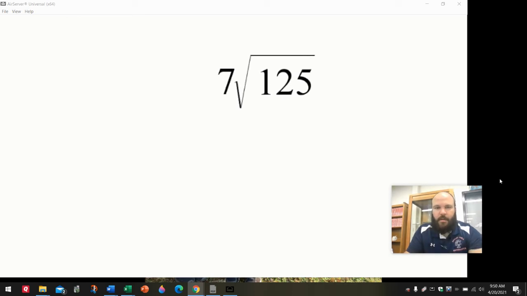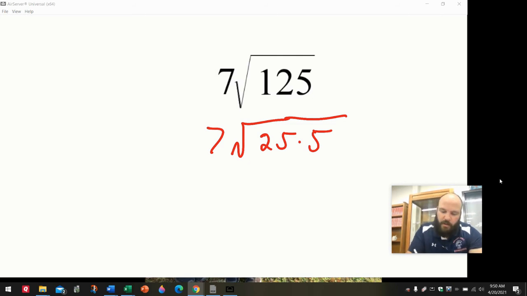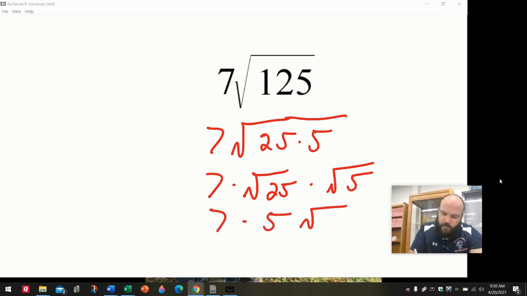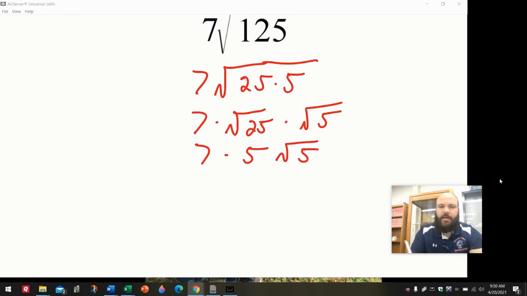Here's 7 times the square root of 125. Now 125 can be broken up into 25 times 5. And then each of those numbers will be square rooted. 25, of course, is a perfect square. 5 is not. So you'll have 7 times the square root of 25 times the square root of 5. Now this right here will turn into 5. But the square root of 5 will remain there. And lastly, you'll multiply 7 times 5, which will give you 35 square root of 5. And there's your final answer.